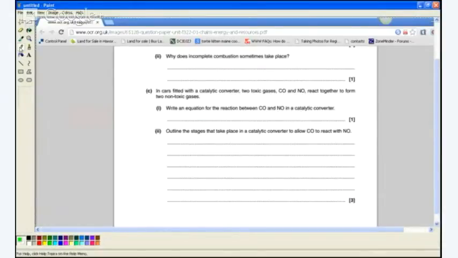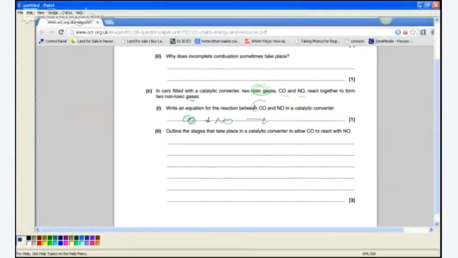Let's select my pen. In a catalytic converter, two toxic gases, carbon monoxide and nitrogen monoxide, react together to form two non-toxic gases. So these are two toxic gases forming two non-toxics. Write an equation for the reaction between carbon monoxide and nitrogen monoxide in a catalytic converter. So the thing is, you've got to think what non-toxic gases can we form? Oh, that's a disgusting colour. Let's go back to something dark.